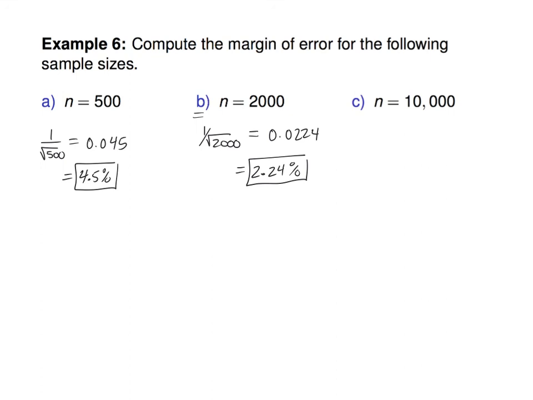And this one, part C, is actually 5 times bigger than part B, so we should see a margin of error that's a little bit less than half of B's. 1 over root 10,000 actually comes out to 0.01 or 1% exactly. So the point is you must do a large increase to your sample size to decrease your margin of error.